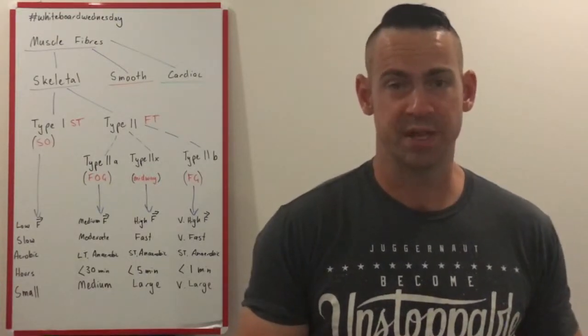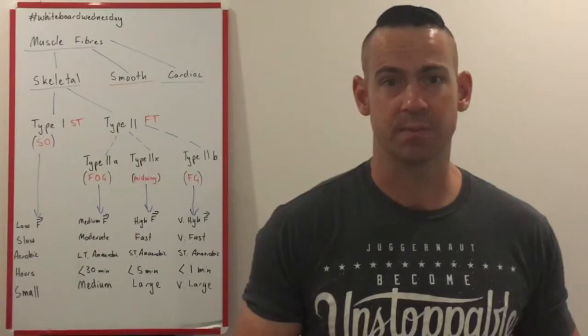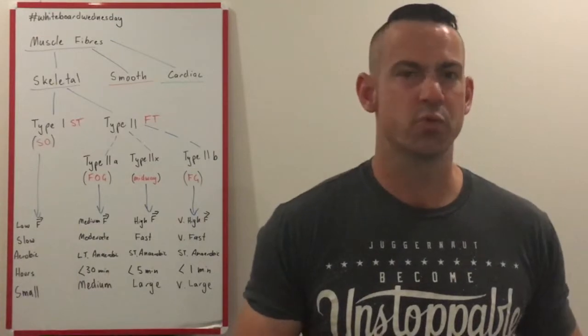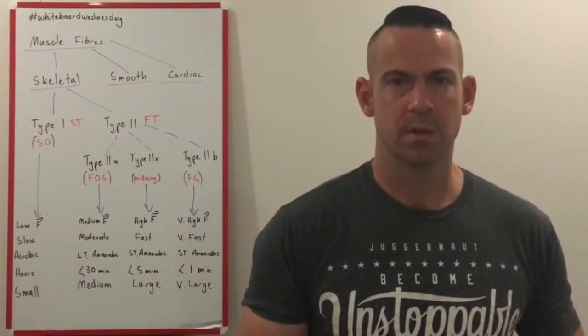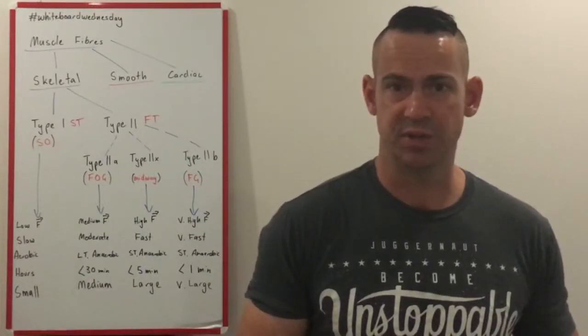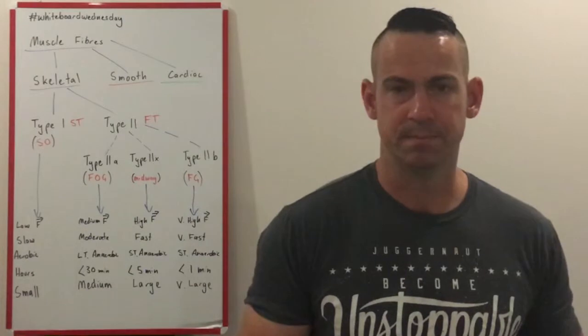On this Whiteboard Wednesday, we're going to discuss the body's muscle fibre types. Now, our body has three broad categories of muscles. The one we're more familiar with, or think about the most when we talk about muscles, is skeletal muscle. That is the muscle that uses energy to move our bones to generate movement.